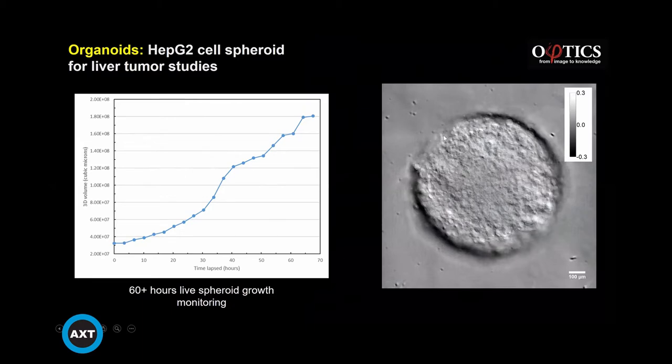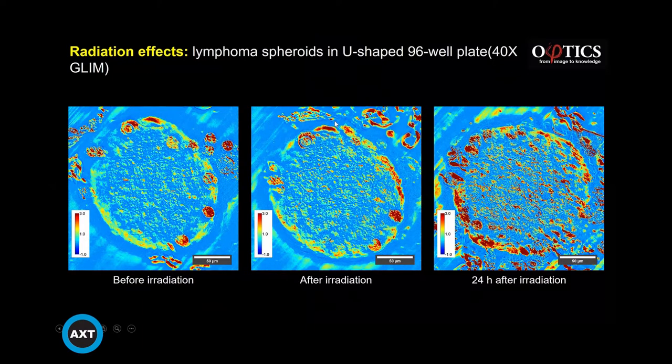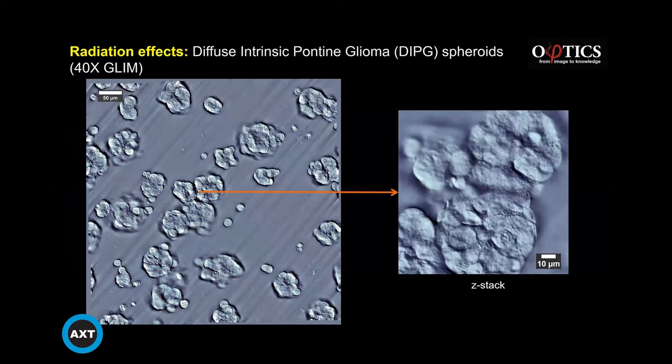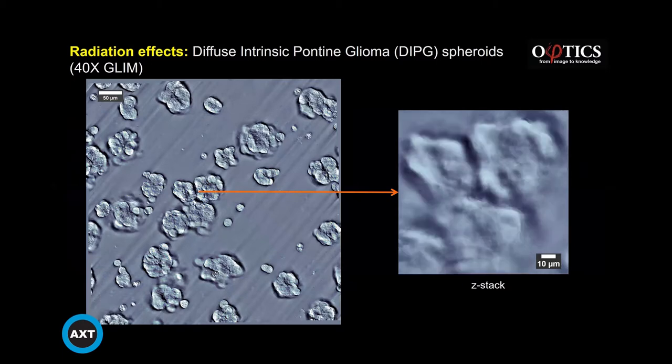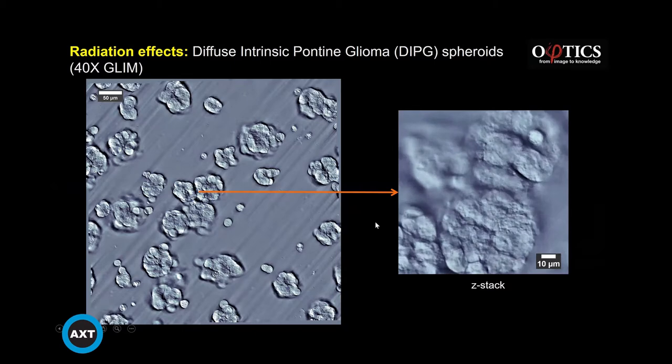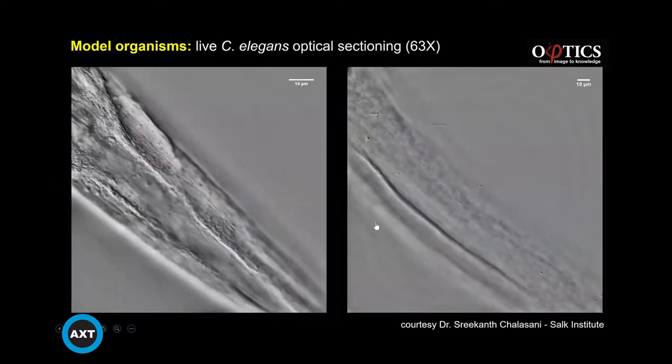Radiation effects: the study of how radiation, for example, affects lymphoma spheroids in this case. This was a recent project with a group at the University of Cincinnati, and it shows the effects of radiation on these lymphoma spheroids. Another kind of cancer spheroid, diffuse intrinsic pontine glioma, and their 3D structure and their final fate.